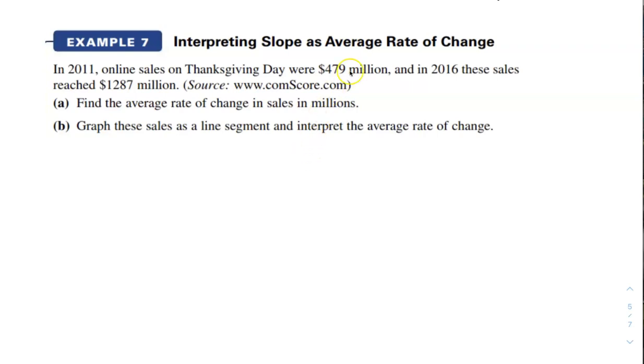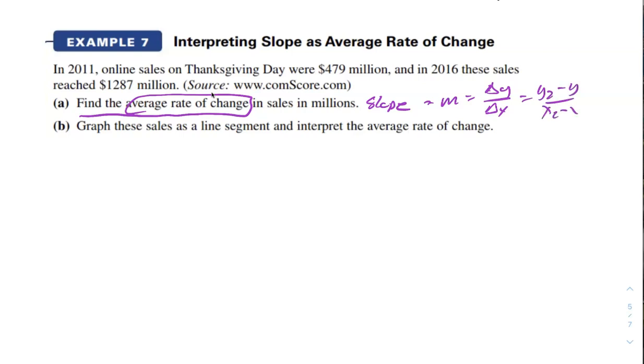Example 7, interpreting slope as an average rate of change. In 2011, online sales on Thanksgiving Day were 479 million, and in 2016 these sales reached 1,287 million. Find the average rate of change in sales in millions. Remember, average rate of change is another way of saying slope. So we're going to find the slope. To find the slope, we need the equation: m equals change in y over change in x, also known as y2 minus y1 over x2 minus x1.